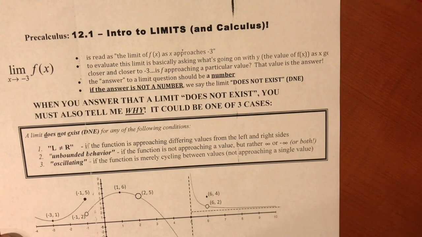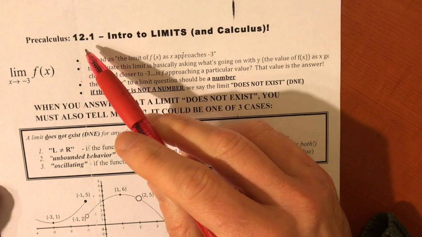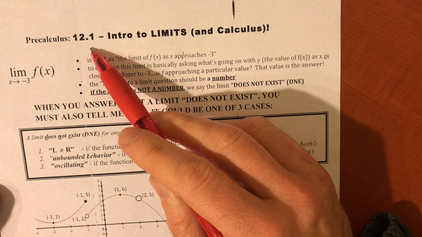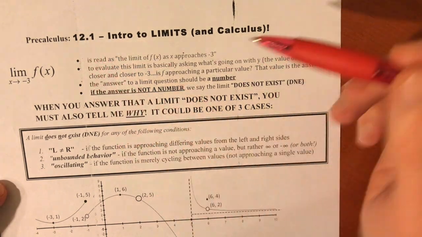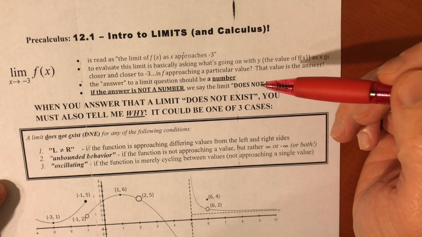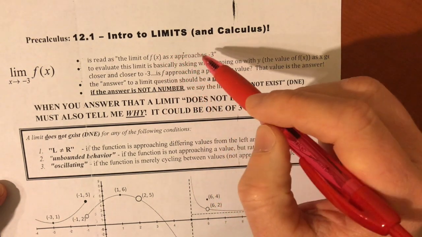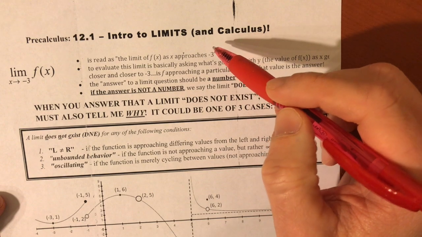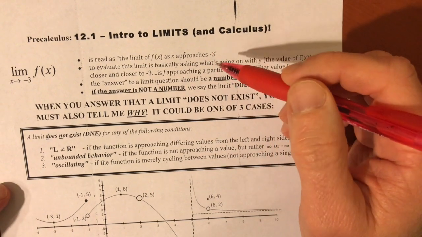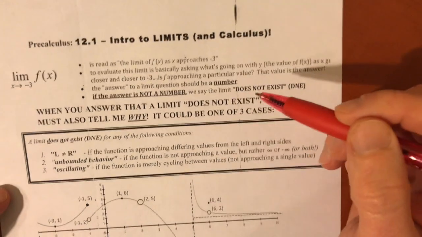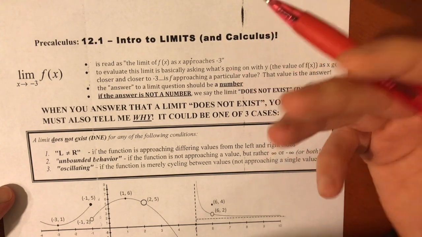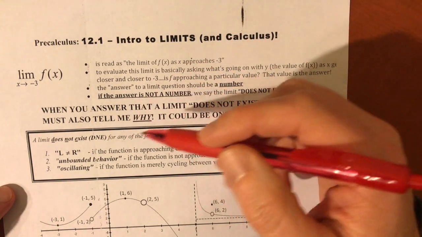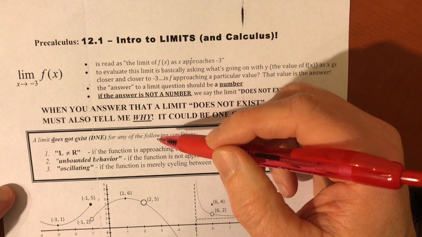Well, this is it, kids. We are starting chapter 12, the last chapter in your textbook, and the topic is limits. And limits is actually not only the last chapter of pre-calc, but it is really the first chapter of calculus. So calculus is not only a lot of concepts, but it's also big on notation. It's almost like learning a new language a little bit.